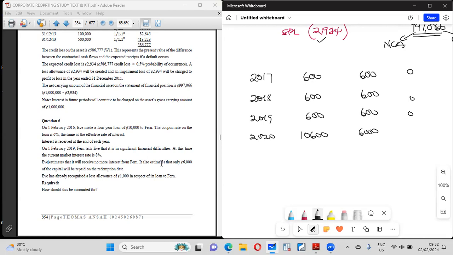6,000, sorry. So it means that for a whopping 4,600, they are not receiving, because it says that you receive no more interest from FEN. And it is also estimated that 6,000 of the capital will be repaid. So it means 4,000 will not be repaid, and the 600 too will not be received. So this is the problem.